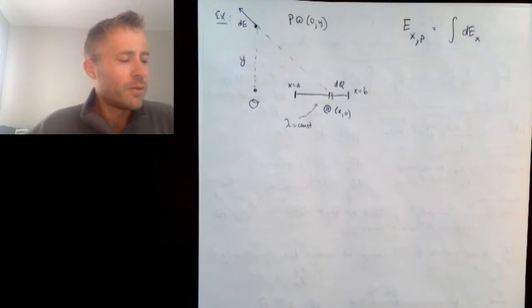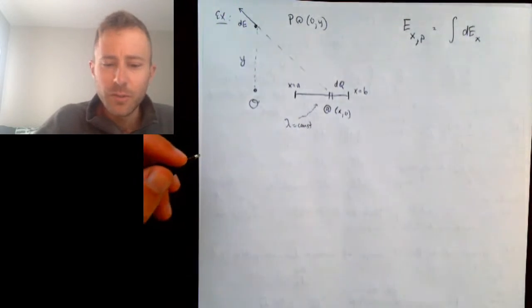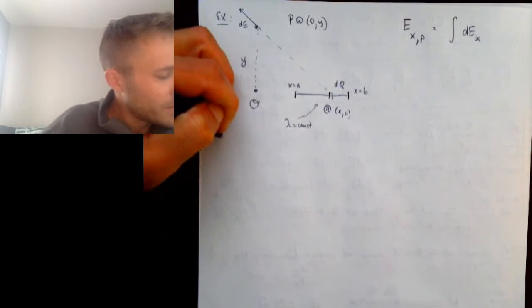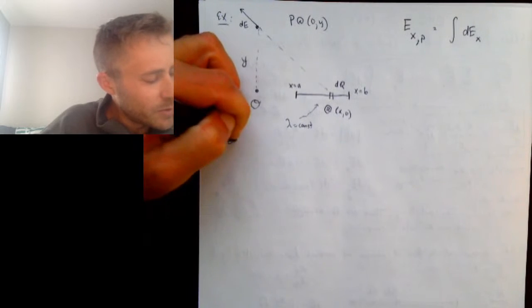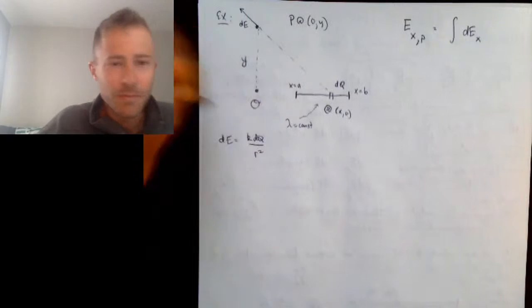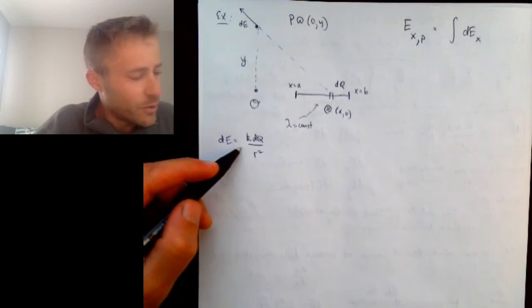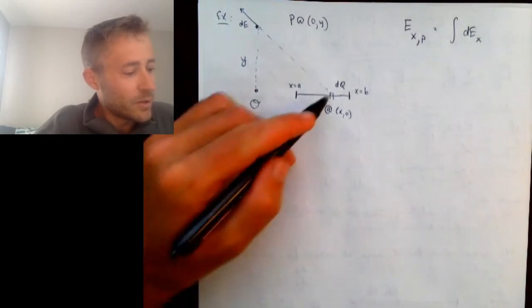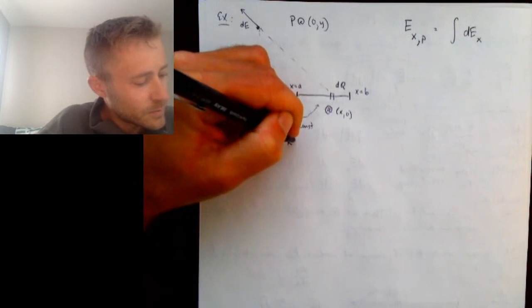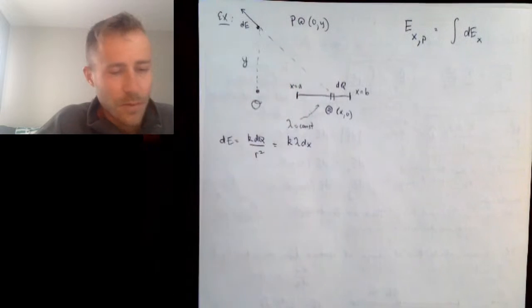So let's go ahead and figure out what dE is. dE is going to be k dq over r squared. So we have to figure out what dq is. Well, dq is lambda dx, just like last time.